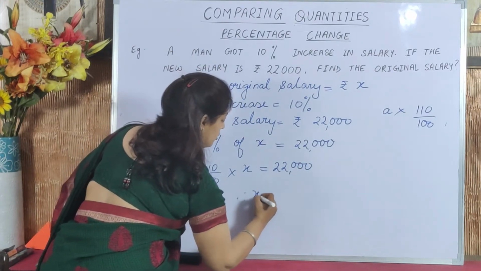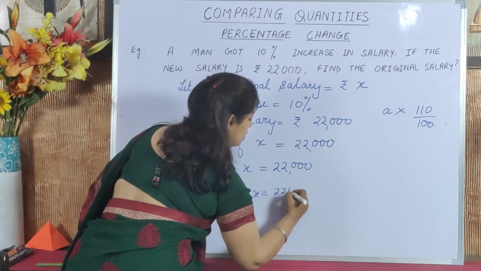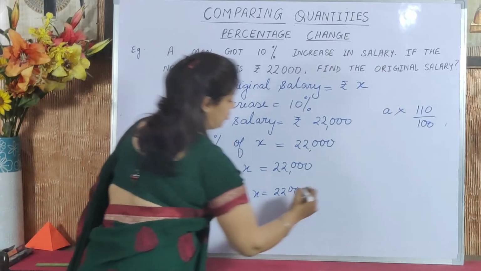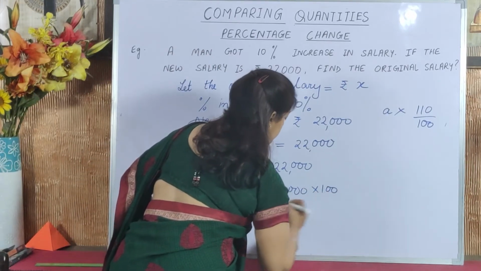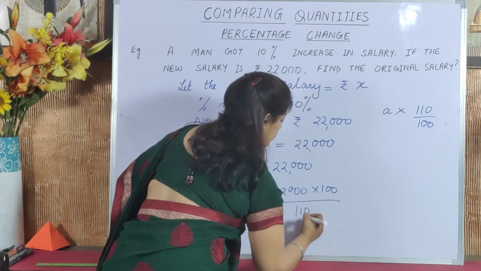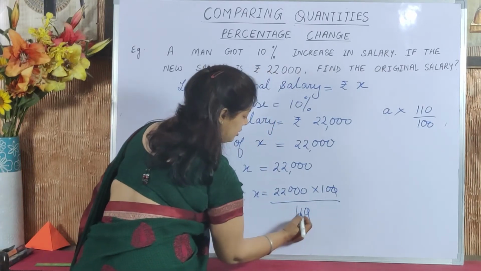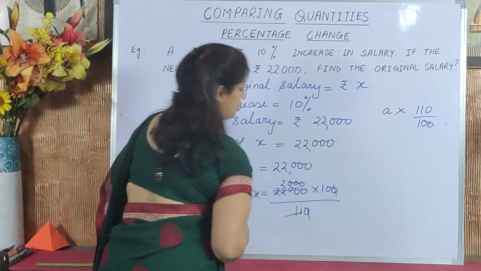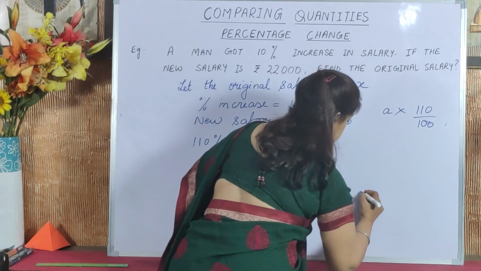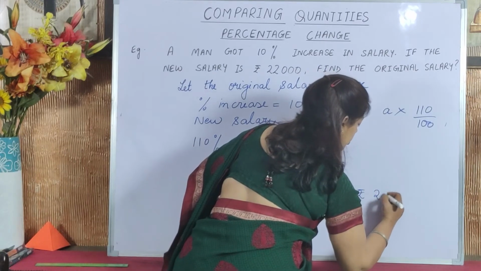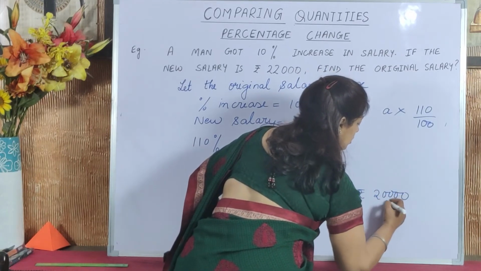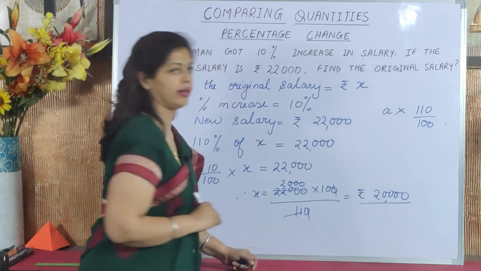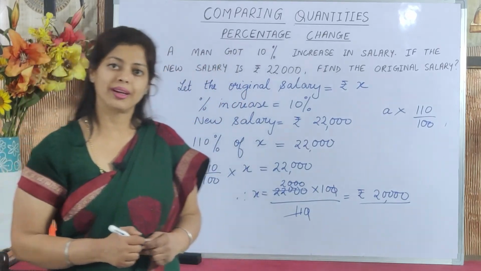Therefore X will be what? 22,000 multiplied by 100 divided by 110. 0 gets cancelled. 11 goes 2 times. 2,000 into 10, which gives me 20,000. So the original salary is rupees 20,000.